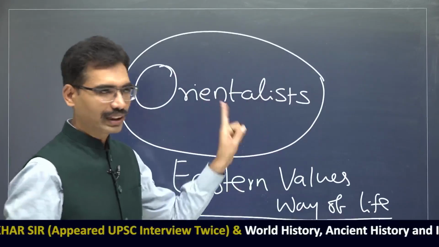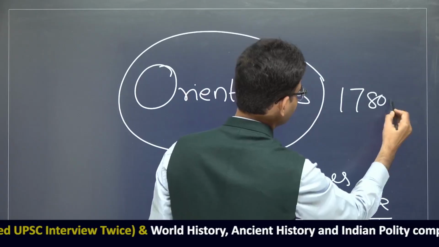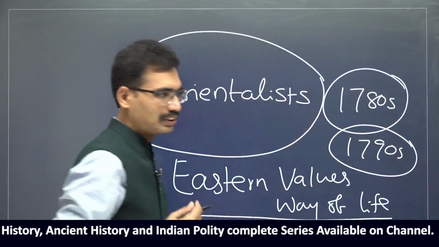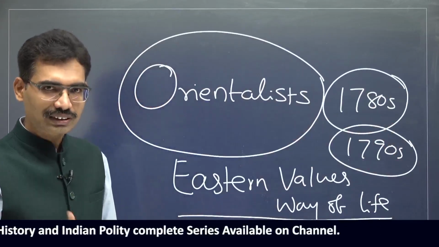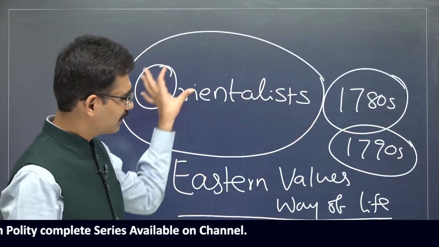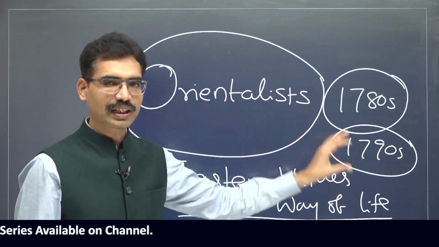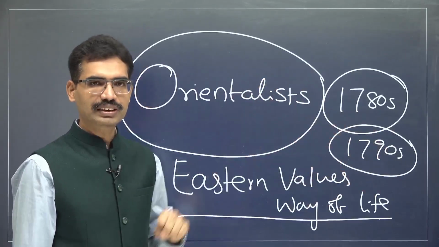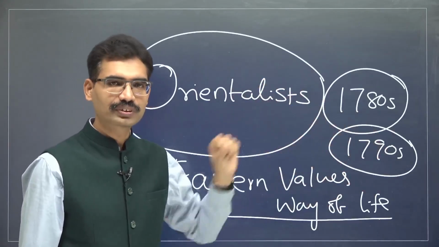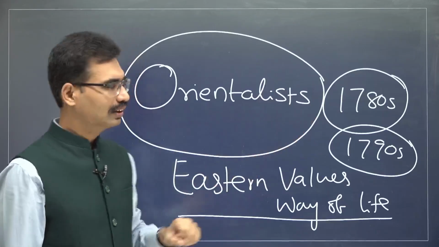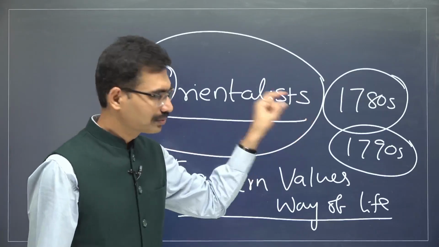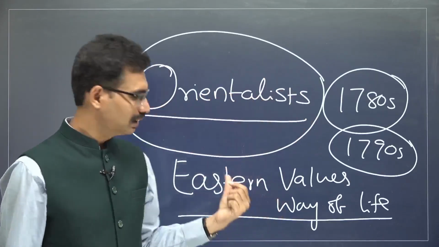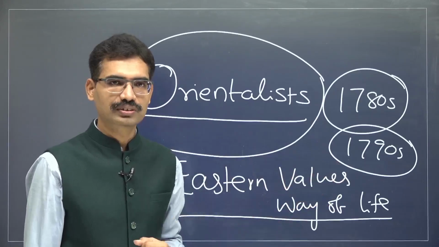So at this point of time, in 1780s, in 1790s, a generation of English officers evolved and they started understanding Asian texts like Persian text, Arabic text, Sanskrit text. They started appreciating their traditions, their understanding, the depth of content these texts were possessing. They started calling with this name called Orientalist. That means the people who appreciated Eastern knowledge, Eastern values.